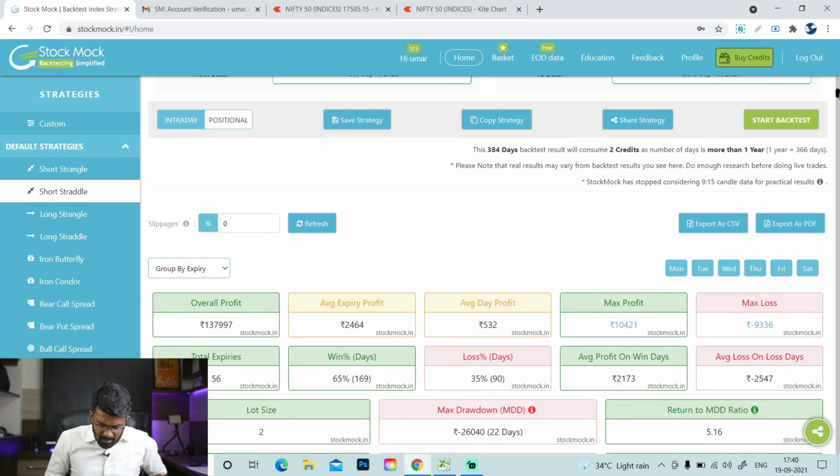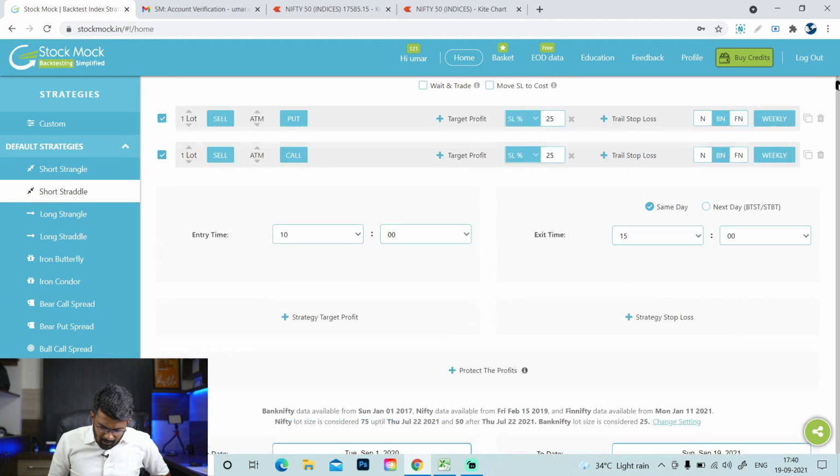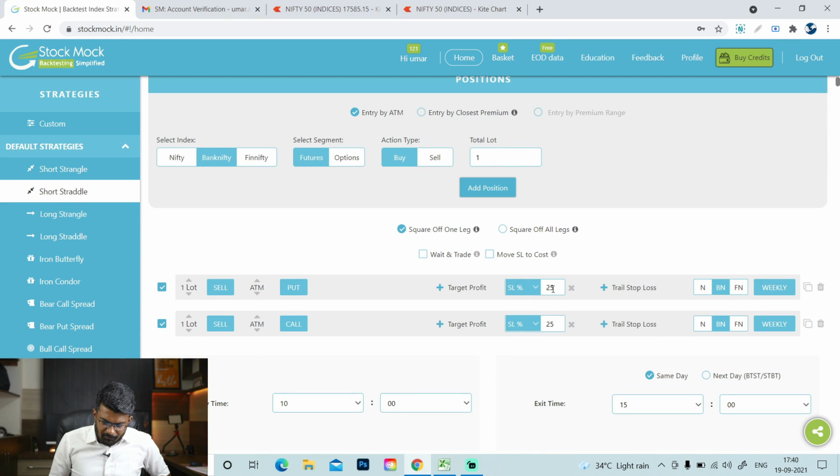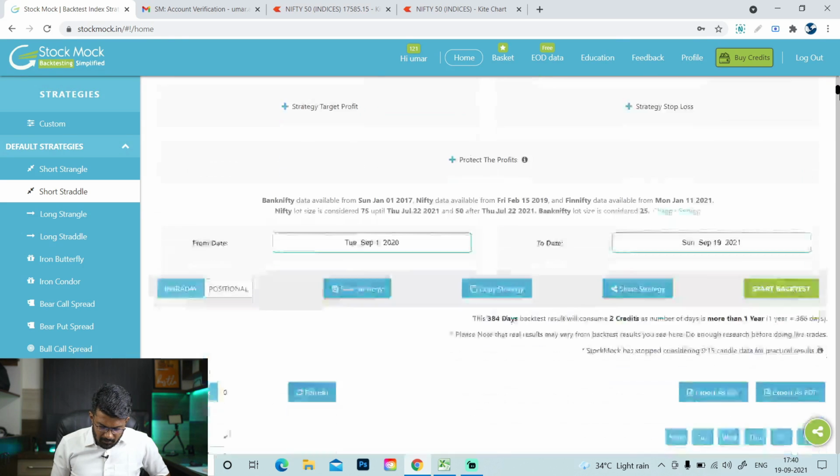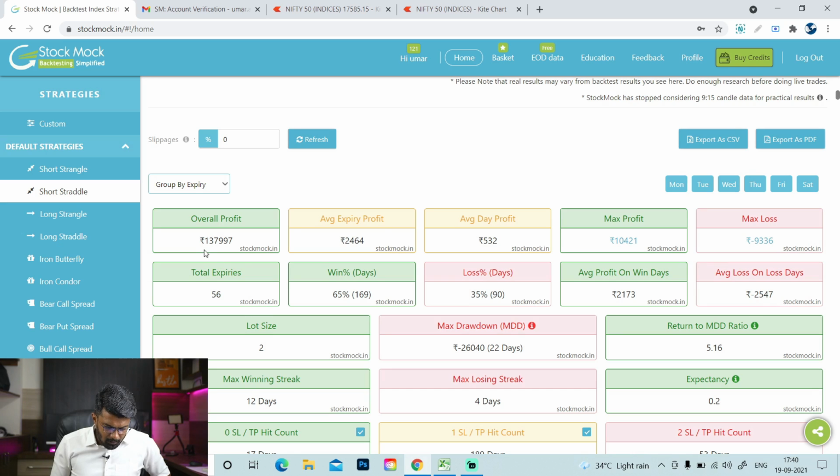Okay, so this strategy has given an overall profit of around 1,37,997. Here you have to remember that I have set a stop loss of 25%. If my premium increases by 25%, there will be a stop loss, and I am going to continue with the other trades. So we will see here how much it has given. Overall profit is around 1,37,997. Winning days is 12 days, and maximum losing streak is around 4 days.